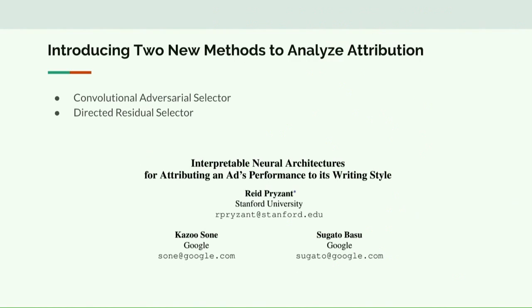So for the rest of the talk, I'm going to focus on two methods that we developed for solving this problem. One is a direct method, the direct residual selector method. I'm going to talk about that next, at the end. The first one is a little bit more involved. It's called the convolutional adversarial selector. And both of these things we just published very recently.